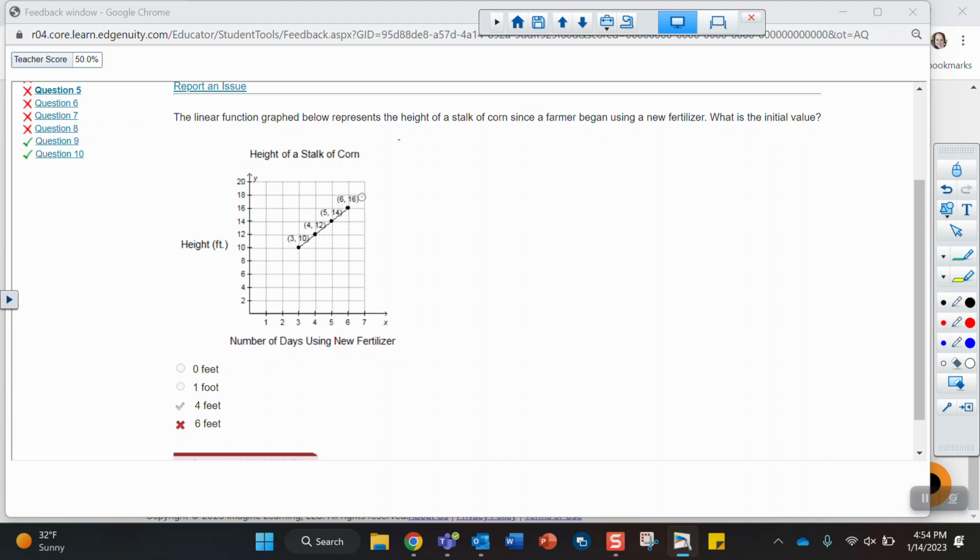If we work backwards, if we subtract 2 feet, on day 2 it was 8. On day 1, which is after 1 day of using it, and so day 0 would be here. So 4 feet would be the stalk of corn's height at the beginning.